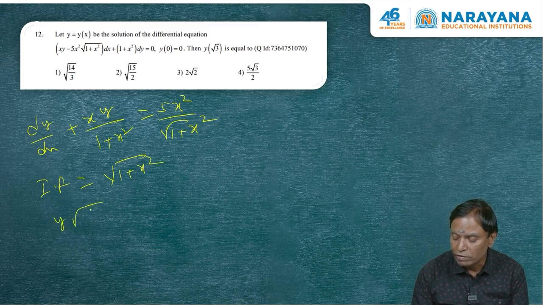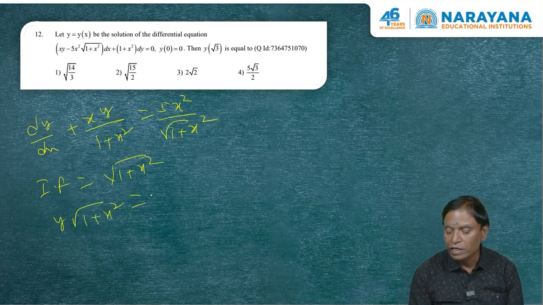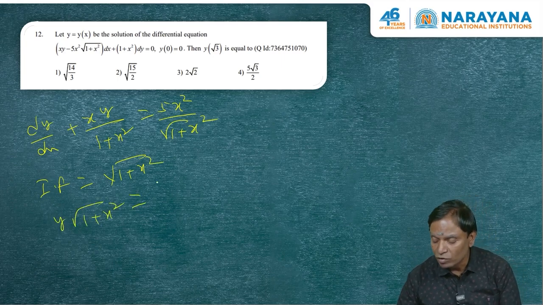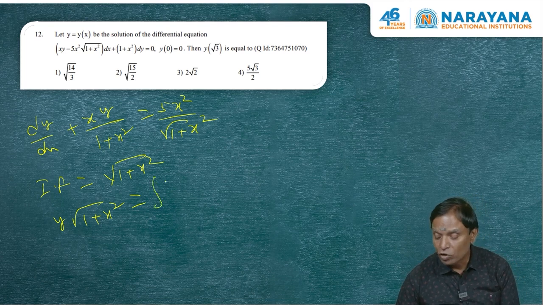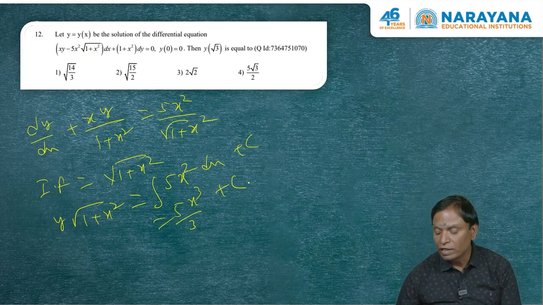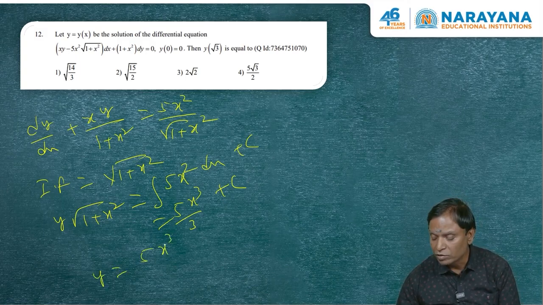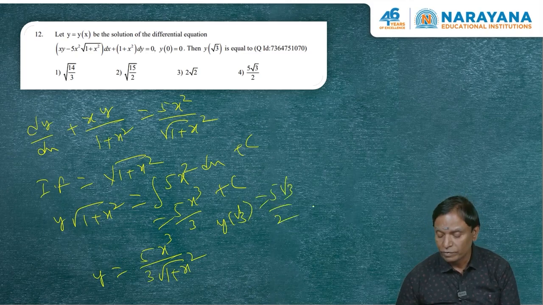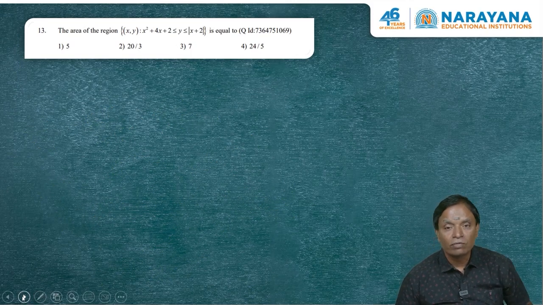So the solution of this equation is y into root of (1 + x square), that is y into the integrating factor, equal to the integral of q into the integrating factor dx plus c, which gives you 5x cube by 3 plus c. You are given that y of 0 is equal to 0, which gives c equal to 0. Your function reduces to 5x cube by (3 root (1 + x square)). Now you can calculate y of root 3, which gives you 5 root 3 by 2. Now let us go to the next problem.